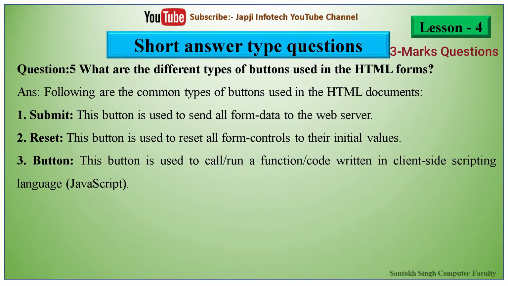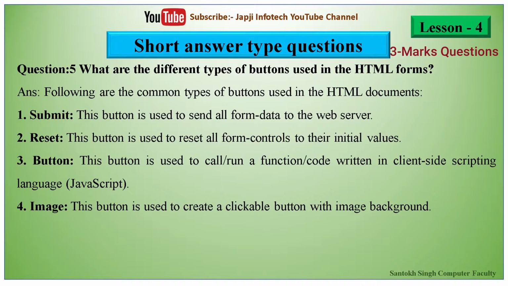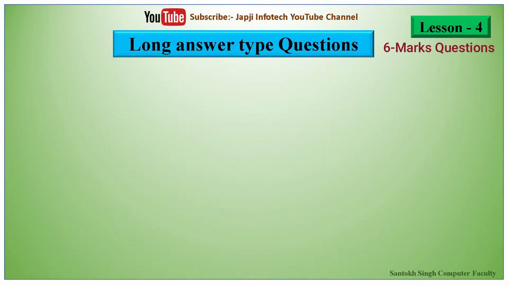Third one is button. This button is used to call or run a function or code written in client-side scripting language like JavaScript. And the fourth one is image. This button is used to create a clickable button with image background. So now we will learn about long answer type question in lesson number 4.